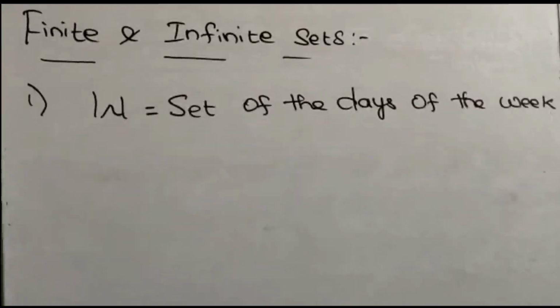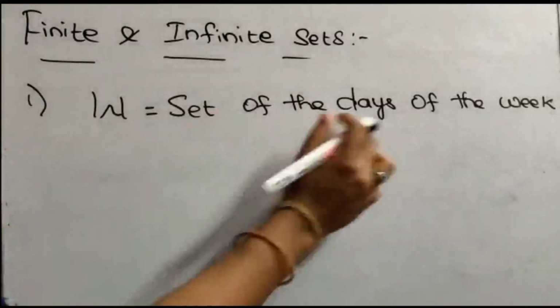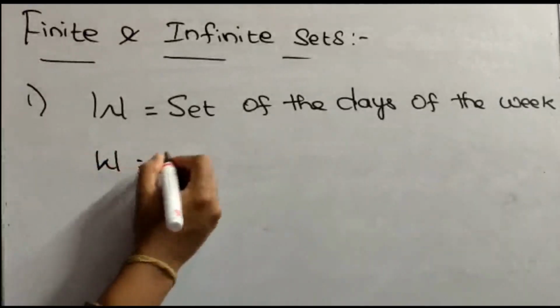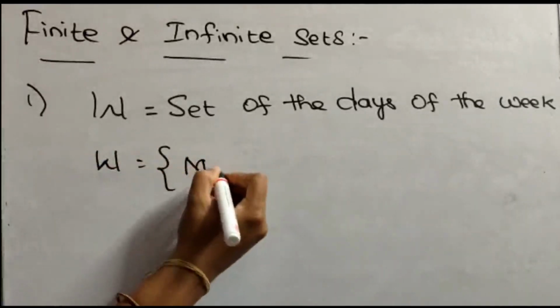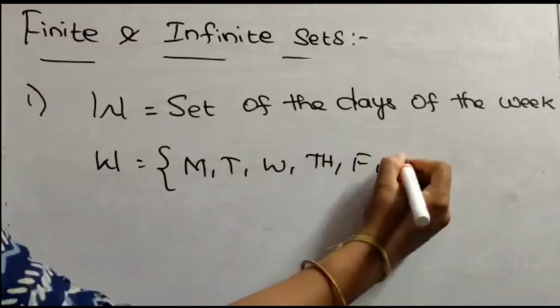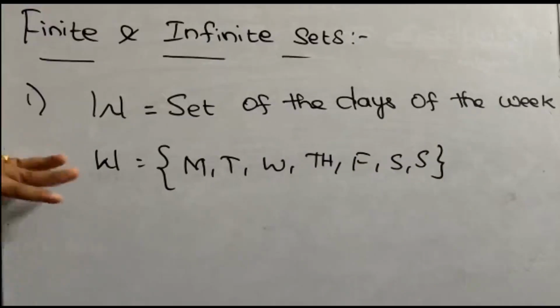Consider this example. The set W is equal to the set of the days of the week. What are the days of the week? We know it's Monday, Tuesday, Wednesday, Thursday, Friday, Saturday and Sunday. So it's possible for us to count the days of the week, right? 1, 2, 3, 4, 5, 6, 7. Therefore, the total number of days is equal to 7. Therefore, it's a finite set. Now, we'll see an example for the infinite set.